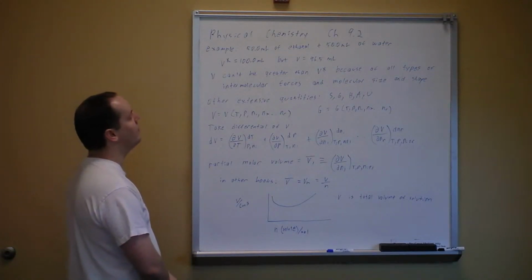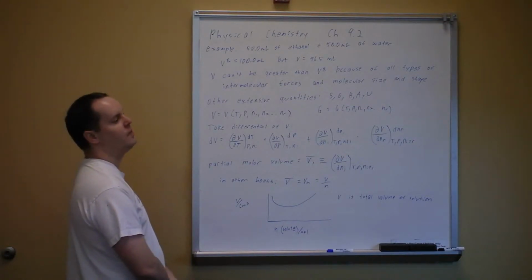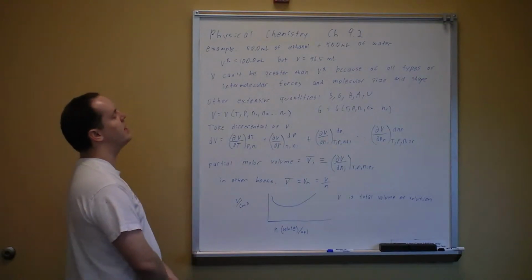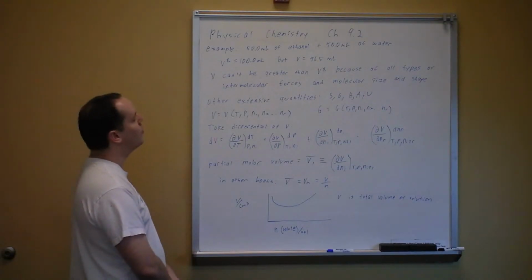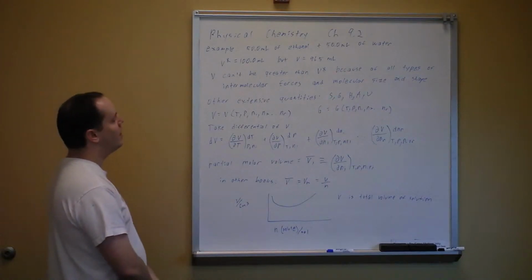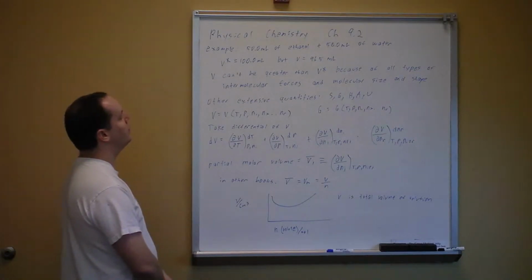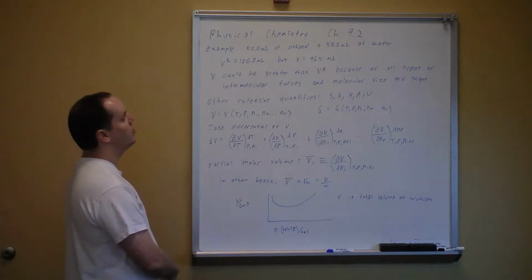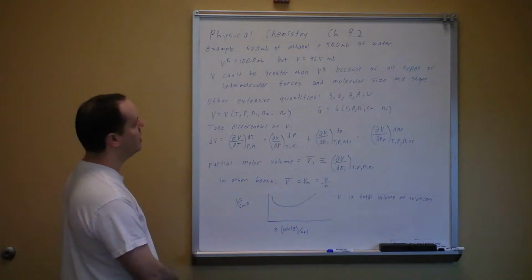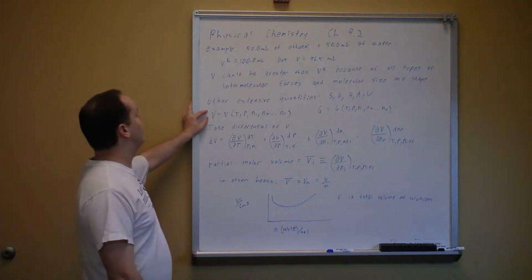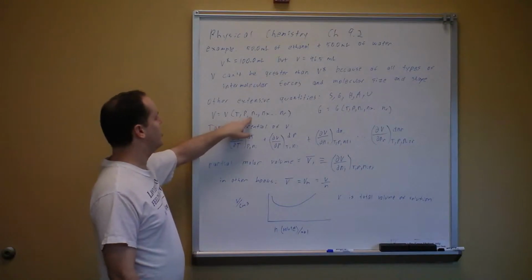V cannot be greater than V star. There's several reasons for that. One is just because of intermolecular forces and how they're all attractive. And one, just because of molecular size and shape. This will make more sense later when we talk about how this happens. Now, of course, we already know other examples of extensive quantities would be entropy, Gibbs free energy, enthalpy, Helmholtz free energy, and internal energy.